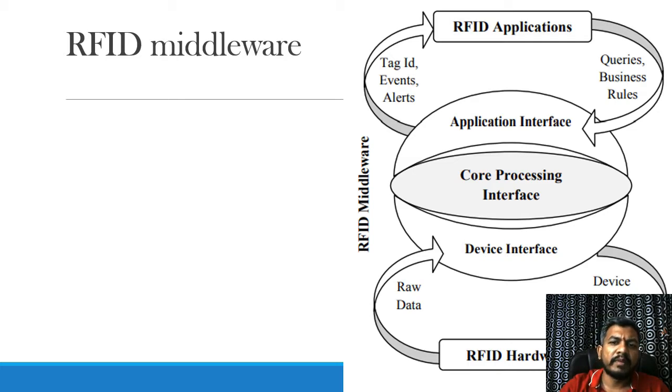This RFID middleware consists of three parts: the device interface, the core processing interface, and the application interface. So this RFID middleware basically lies between the RFID hardware and the RFID applications in order to maintain seamless communication.